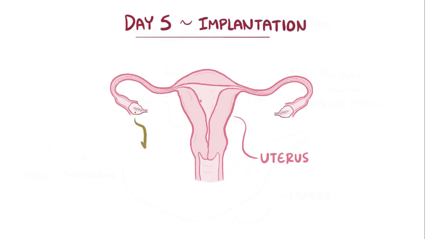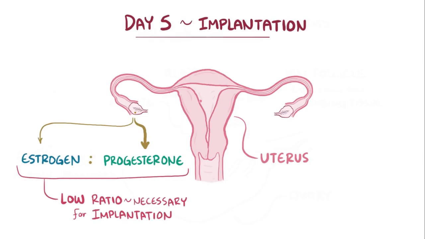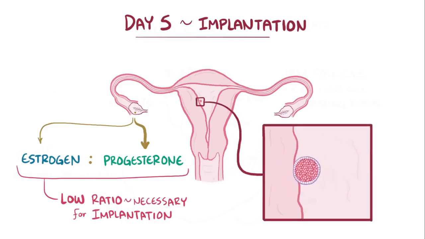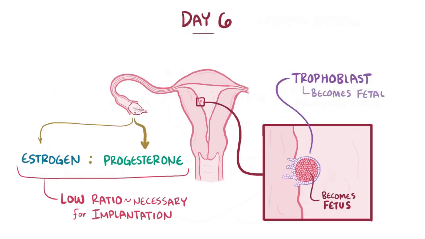Around this time, the corpus luteum makes a lot more progesterone relative to estrogen, and the low estrogen to progesterone ratio is necessary for implantation. At this early stage, there are 2 parts of the blastocyst: an inner set of cells that go on to become the fetus, and an outer set of cells called the trophoblast that burrow into the endometrium on day 6 and eventually develop into the fetal part of the placenta.